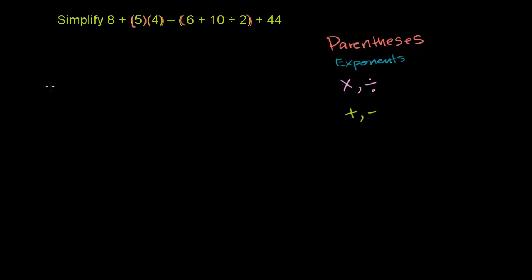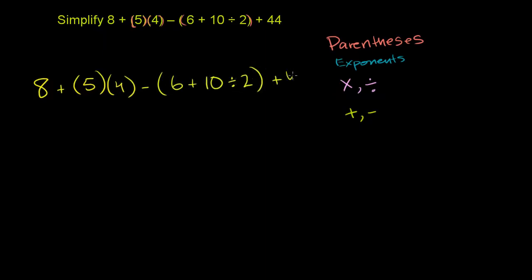So let's apply it over here. Let me rewrite this whole expression. It's 8 plus 5 times 4 minus, in parentheses, 6 plus 10 divided by 2, plus 44. So we're going to want to do the parentheses first. We have parentheses there and there. Now this parentheses is pretty straightforward. Inside the parentheses, it's already evaluated, so we could really just view this as 5 times 4. So let's evaluate that right from the get-go.